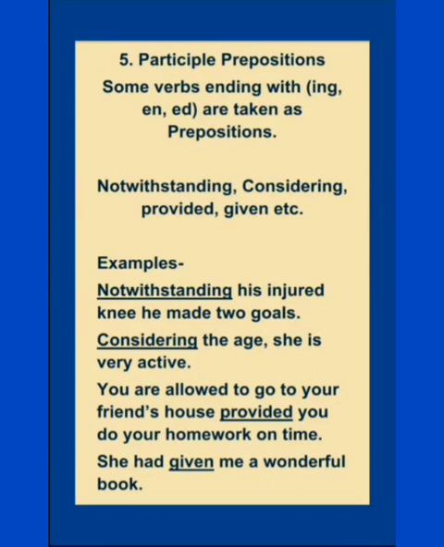Considering the age, she's very active. That means she's old, but still she's active. Considering focuses you on her age. You're allowed to go to your friend's house provided you do your homework on time. So provided here shows a condition. It highlights a condition that he has to fulfill before leaving the house. That is, he has to do the homework on time, otherwise he will not be able to meet his friend. She had given me a wonderful book. So she's given me a present, a wonderful book. So given here is a participle preposition.